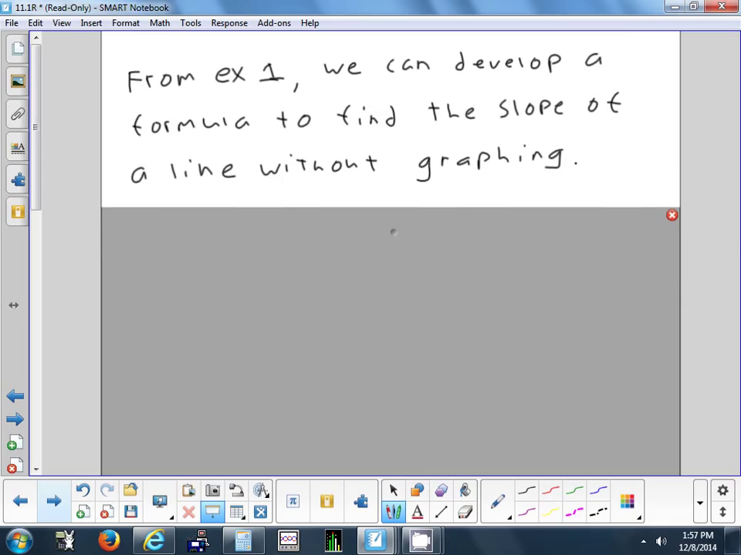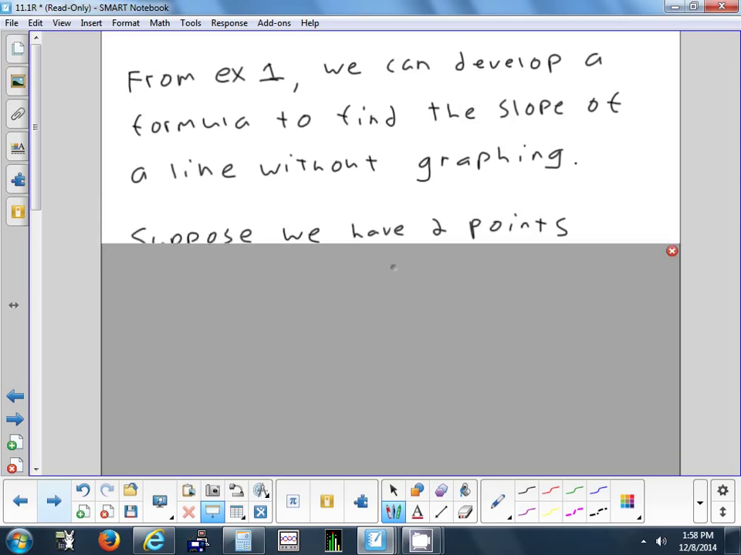All right, so I think we've got a pretty good idea of how you measure the slope as long as you've got it on a grid. But sometimes you're not going to have it on a grid, and I'm not going to ask you to put it on a grid. I'm just going to give you 2 coordinates and have you find the slope. Okay, so let's suppose we have 2 points, and what we're going to do is label these points using x and y.